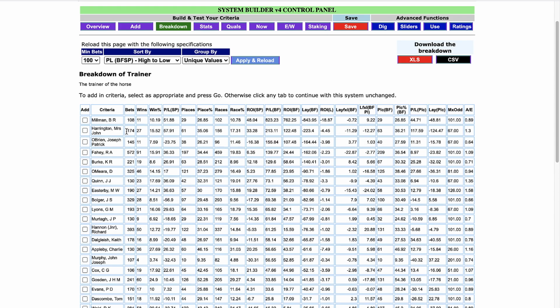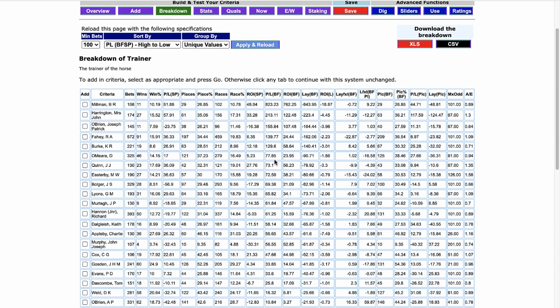So we can see that quite a few of the trainers have had some really big profits. So Bob Millman, Jessica Harrington, Jim O'Brien, Richard Fahey and Karl Burke have all got triple figure profits for their March and April runners. So there's quite a few trainers here that I'll want to delve in deeper on. So I'll make notes of these top ones. Amira, Quinn, Easterby, Bolger, Lyons, Murtagh, Hannon Jr., Dalgleish, Charlie Appleby.